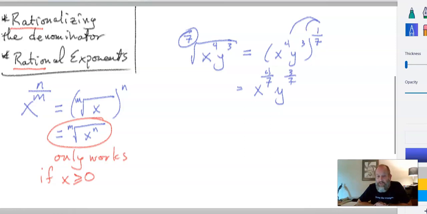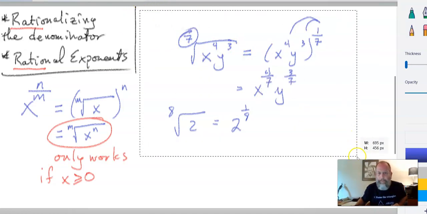Right? So you should be able to go and do things like this as well. If I have something like the eighth root of 2, you should be able to say, oh, that is 2 to the 1/8 power. Right? And so those are the things I want you to be able to do. I want you to be able to convert back and forth between roots and exponents, and simplify things a little bit, but mostly it's the conversion back and forth because we will be doing things with that this semester. So you do need to understand that.